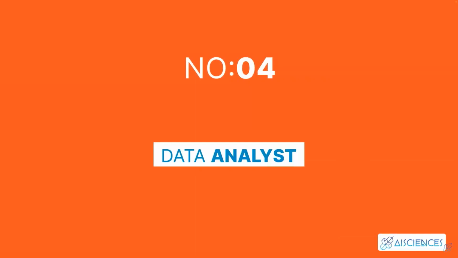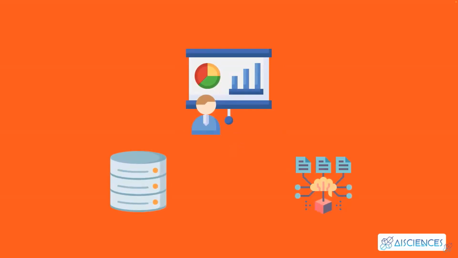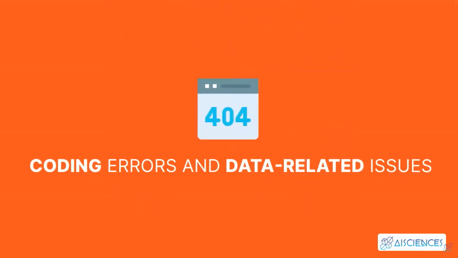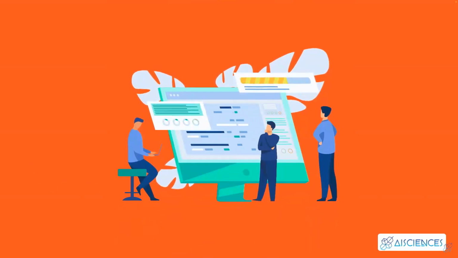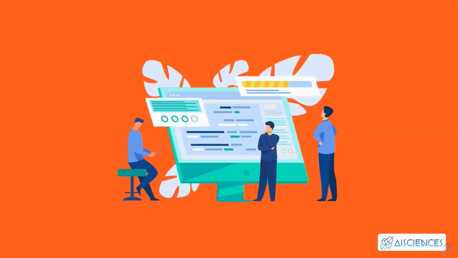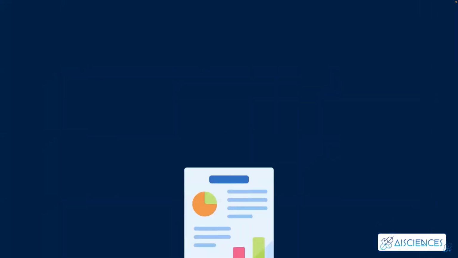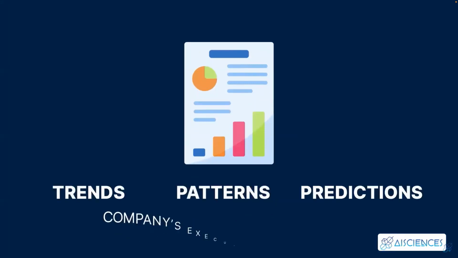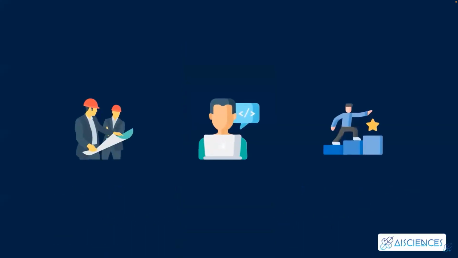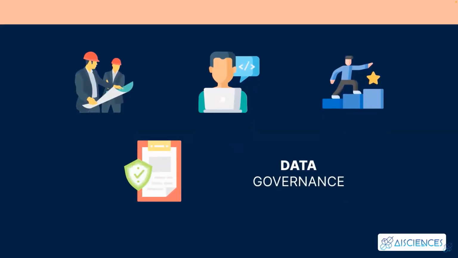Number 4, data analyst. As a data analyst, you design and maintain databases and data systems. You also fix coding errors and data-related issues. You mine data from primary as well as secondary sources and reorganize the collected data in a format that's easy for interpretation by both humans and machines. You prepare reports that highlight industry trends, patterns, and predictions, and present them to your company's executive leadership. You collaborate with engineers, developers, and company leaders to develop policies for data governance and recommend system modifications.